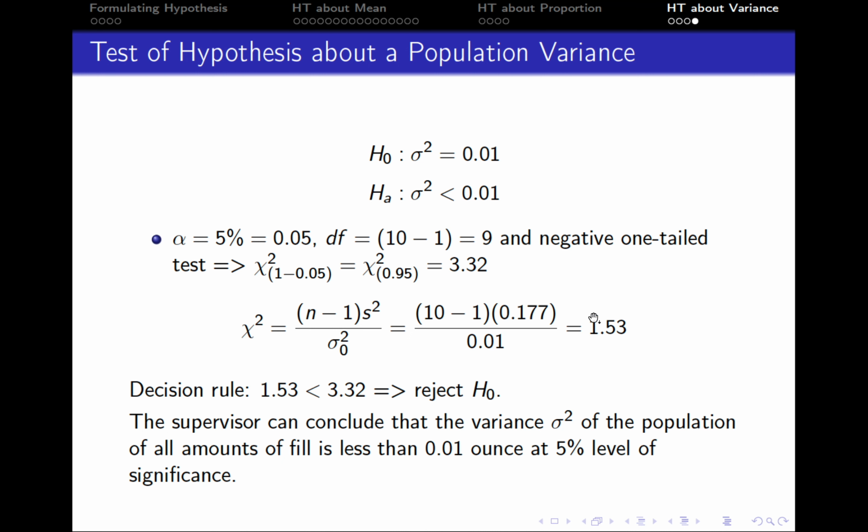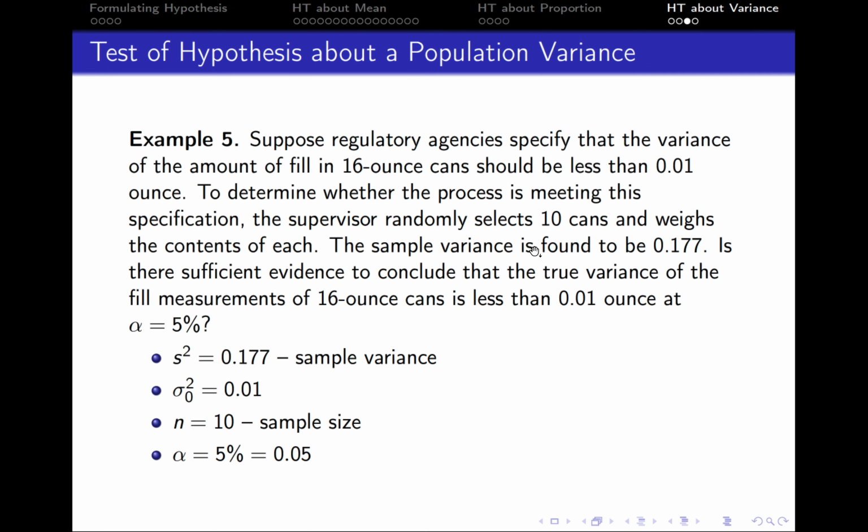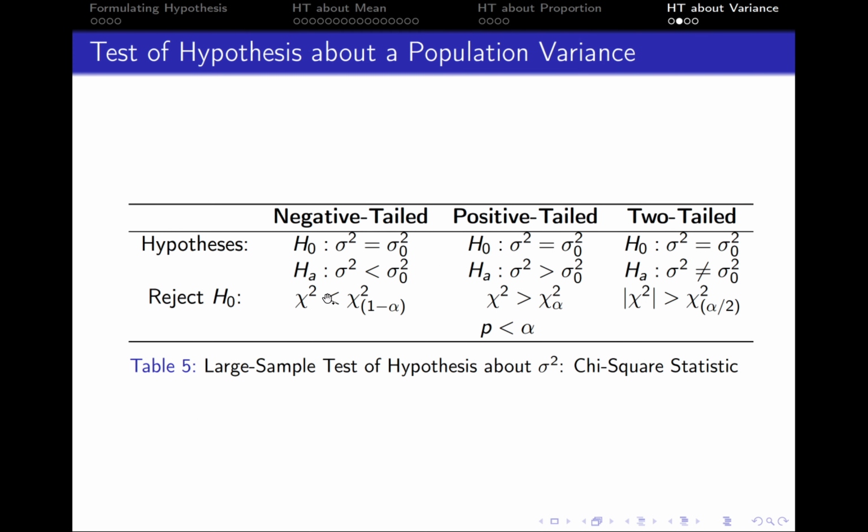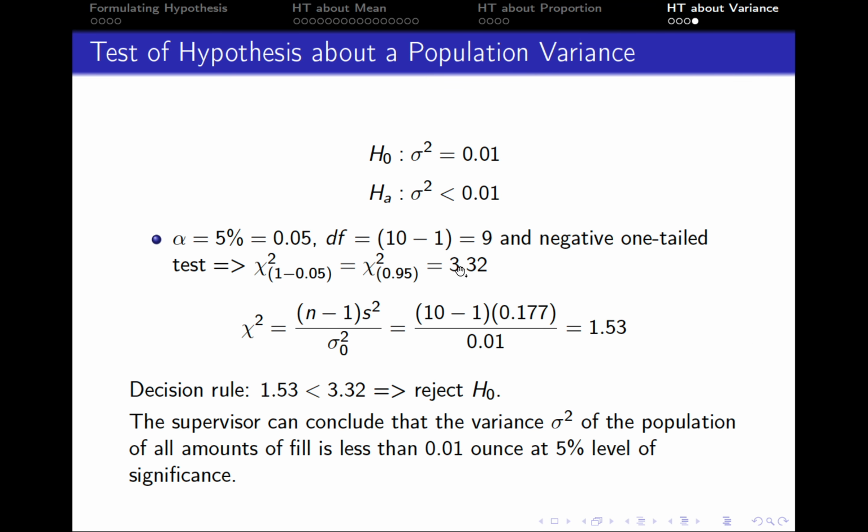And now we need to make the decision about whether we should reject or accept the null hypothesis. The estimated chi-squared of 1.53 is definitely lower than 3.32. And we know from here that when the estimated chi-squared is lower than the critical, we should reject the null hypothesis. And we do this in our case, which means that we accept the alternative one, that for this specific producer, the variance is actually lower than 0.01. Therefore, the supervisor can conclude that the variance of the population of all the amounts of fill from each production is less than 0.01 ounce at 5% level of significance.